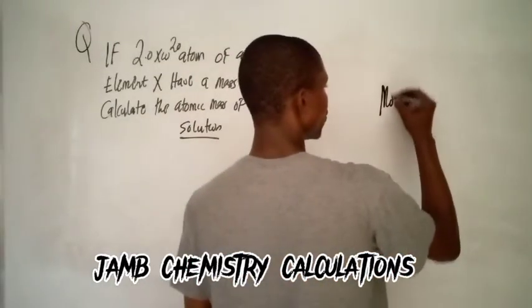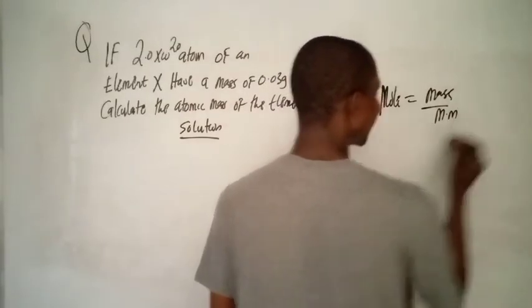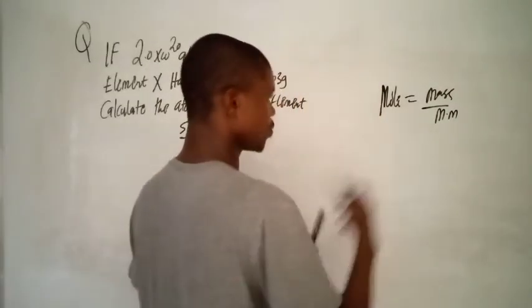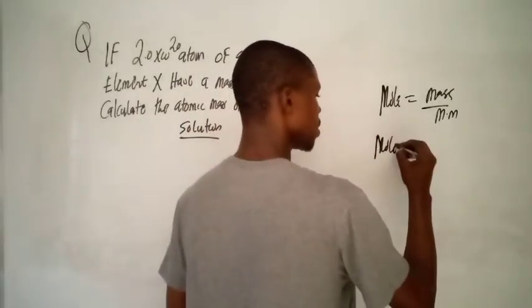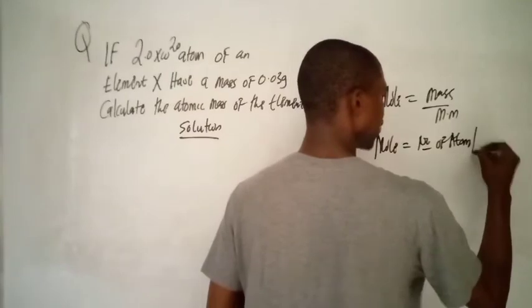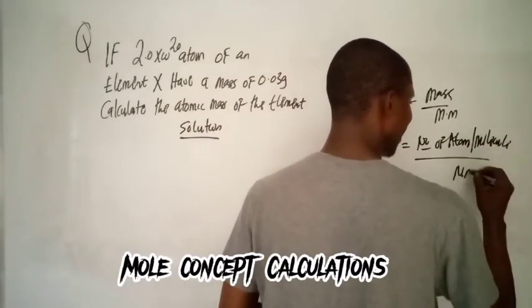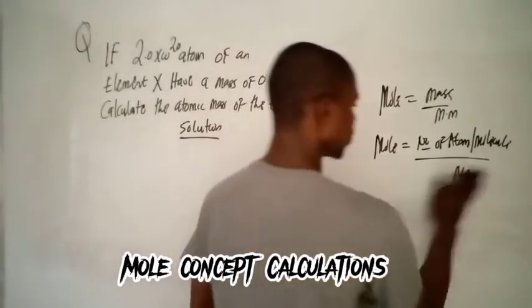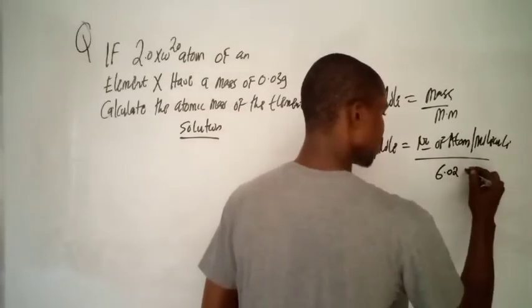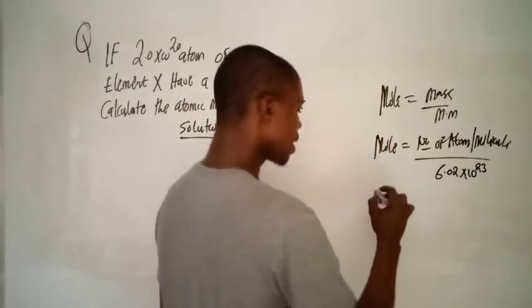So, mole equals mass over molar mass. This is the first formula you need to know. The mole equals number of atoms, or molecules, over NA, which is Avogadro's constant, which is 6.02 × 10^23.